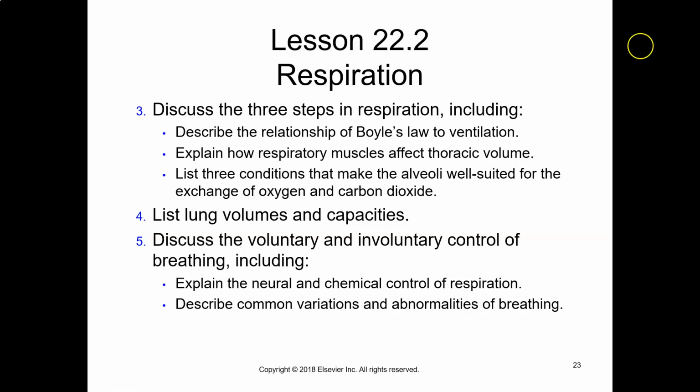So it takes a little bit of thinking about it, but when you get that down in your head, read about Boyle's law, and you'll understand. And always think about it as it relates to pressure and volume. Okay, and you'll understand then how breathing, inhalation and exhalation, occurs.